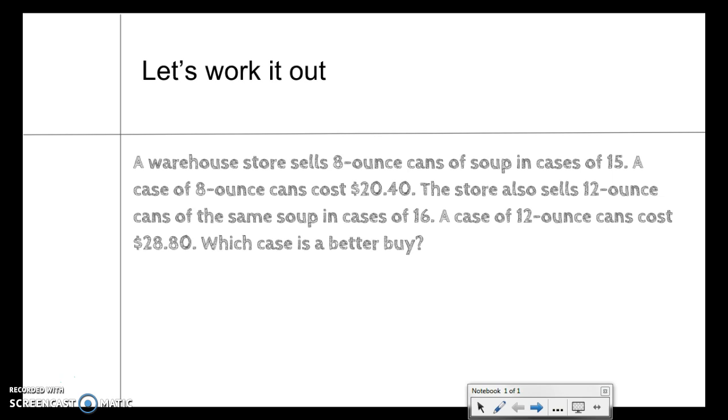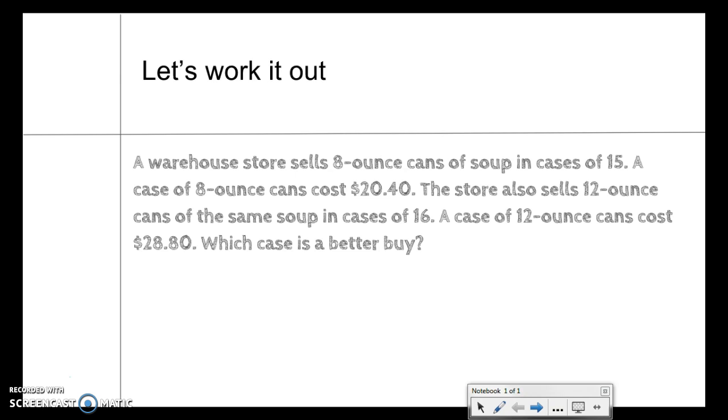Just saying. Okay, so a warehouse store sells 8-ounce cans of soup in cases of 15. A case of 8-ounce cans costs $20.40. The store also sells 12-ounce cans of the same soup in cases of 15. A case of 12-ounce cans costs $28.80. Which case is a better buy? Now, it's not asking which one's cheaper. Think about which one you get more bang for your buck on, okay?